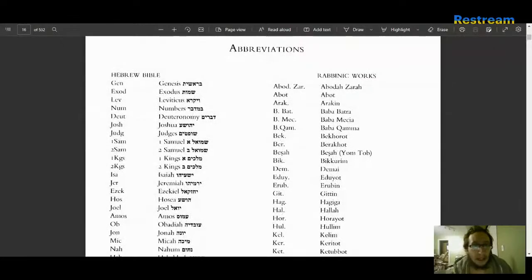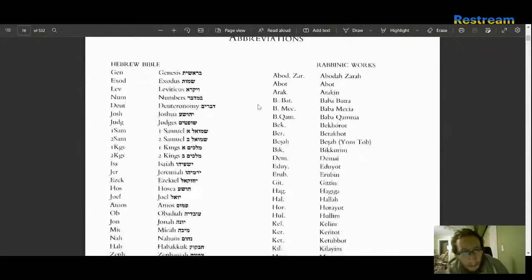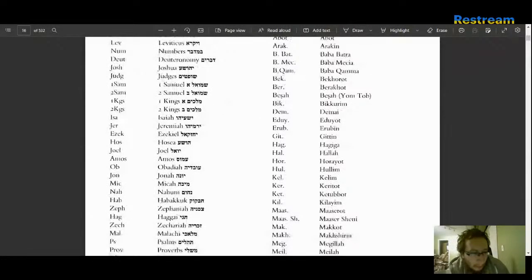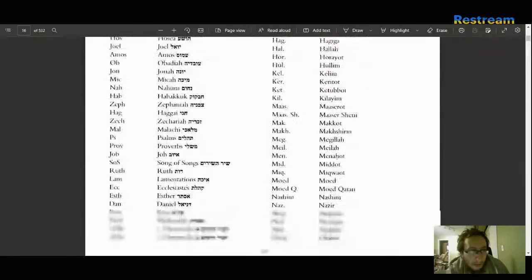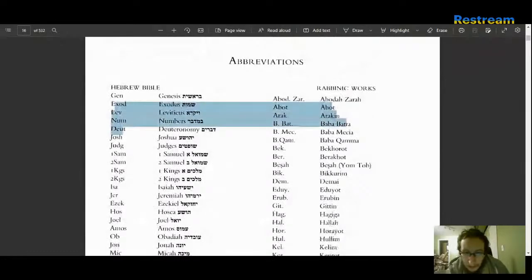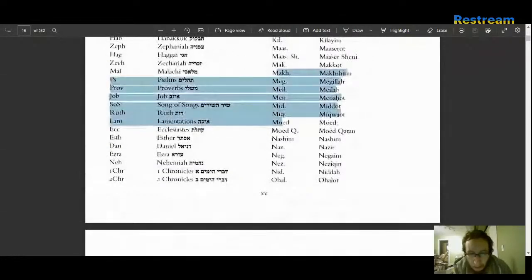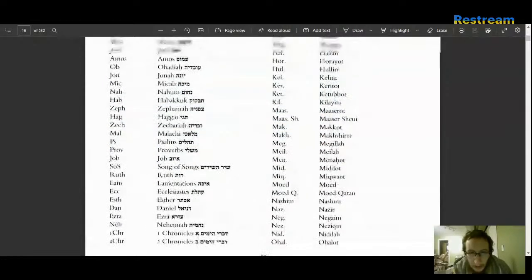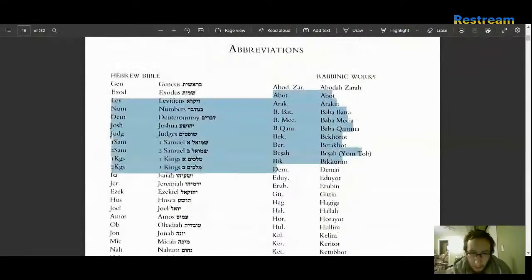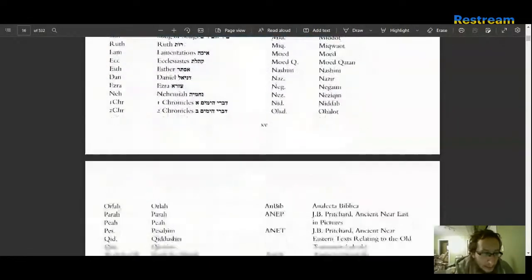So with that said, here is the abbreviation table. It shows the books of the Bible and their abbreviations. Those should be pretty obvious for us. There are rabbinic works that are cited. Those are not too relevant for us, but if we're not sure about the abbreviation for that, we can find it here for rabbinic things.